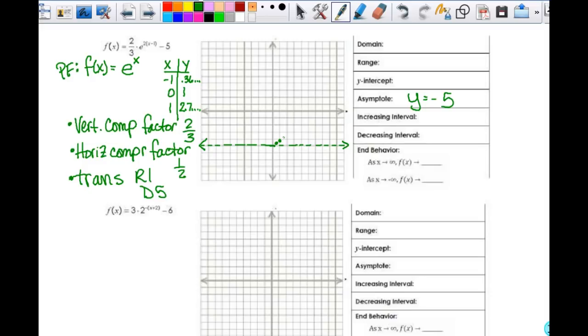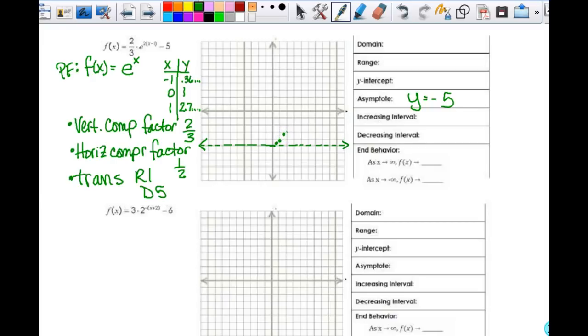Then when I'm at 1, I'm at about 2.7. So vertical compression by a factor of 2/3. I'm going to have to do 2.7 times 2/3 basically, so I'm going to divide by 3 and multiply by 2. That 2.7 is like 27, and divided by 3 is 9. So I'm at 0.9. Then I double that and I'm at 1.8. So I'm about right here. Horizontal compression by a factor of 1/2. Move to the right 1 and down 1, 2, 3, 4, 5. Okay, so those are my 3 points.